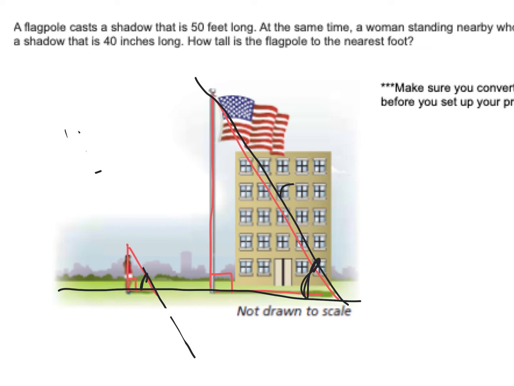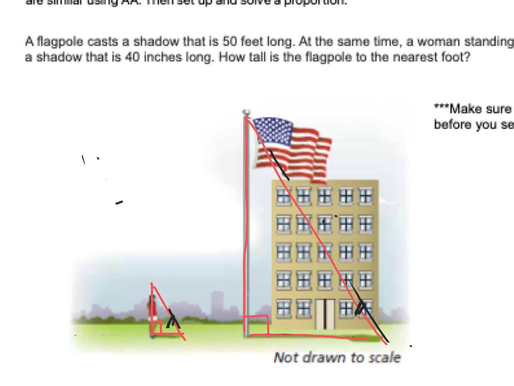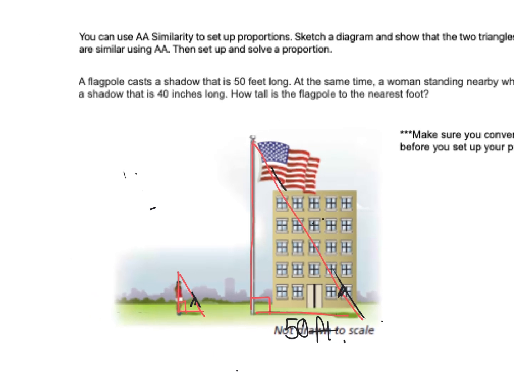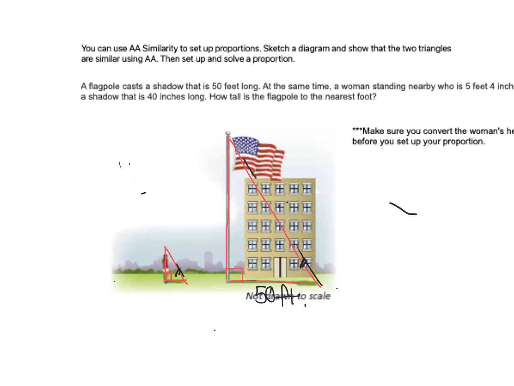Okay, so let's think about how we can use that to set up a proportion. I'm going to erase some of that extra stuff in there. Let's see what we know about these people. A flagpole casts a shadow that is 50 feet long. So this is 50 feet. And at the same time, a woman standing nearby who is 5 feet 4 inches tall has a shadow that is 40 inches long. So her shadow is 40 inches. And she is 5 feet 4.